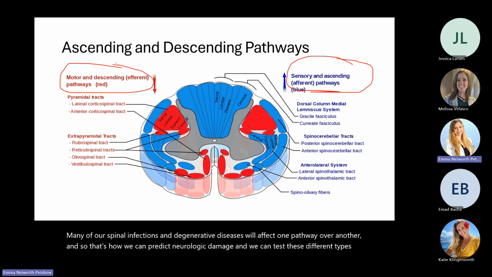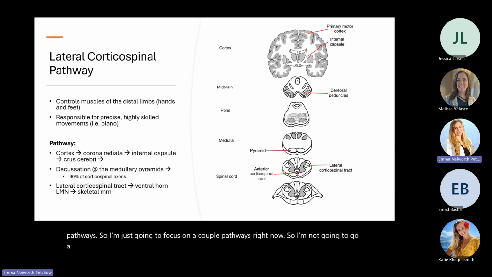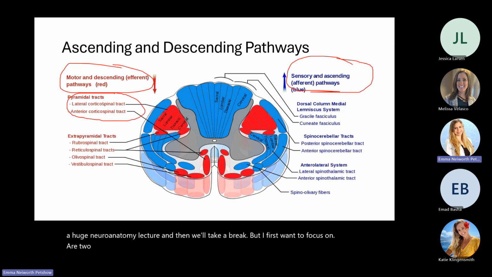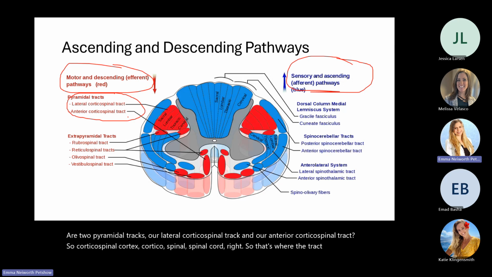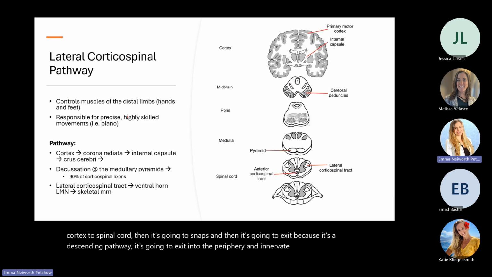So I'm just going to focus on a couple pathways right now. I'm not going to go into a huge neuroanatomy lecture, and then we'll take a break. But I first want to focus on our two pyramidal tracts, our lateral corticospinal tract and our anterior corticospinal tract. So corticospinal: cortex, spinal cord, right? That's where the tract is running, cortex to spinal cord. Then it's going to synapse, and then it's going to exit because it's a descending pathway. It's going to exit into the periphery and innervate some component, some effector, some organ.